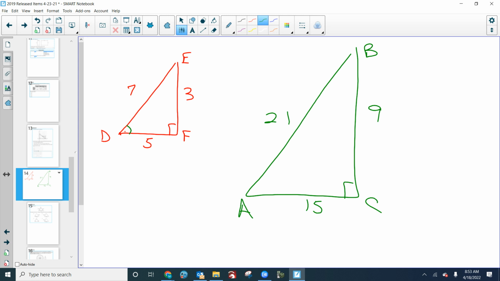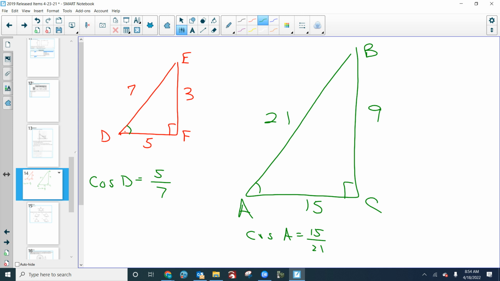What's the cosine of D? We've already done it. Actually, I did the cosine of E. Doesn't matter. Cosine of D? 5 over 7. What's the cosine of A? 15 over 21. Are those the same? Who votes yes? Same. Yeah, they're the same, right? This reduces to 5 over 7. Between two similar triangles, the cosines of the corresponding angles, the angles that go together, are the same. The ratios are the same.